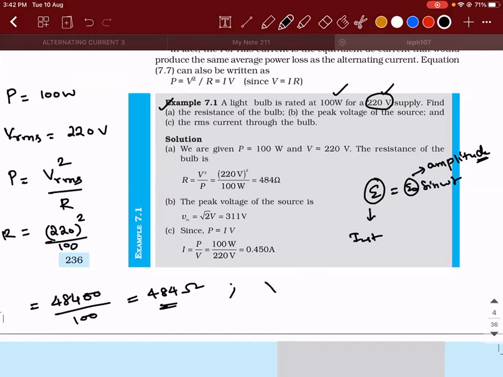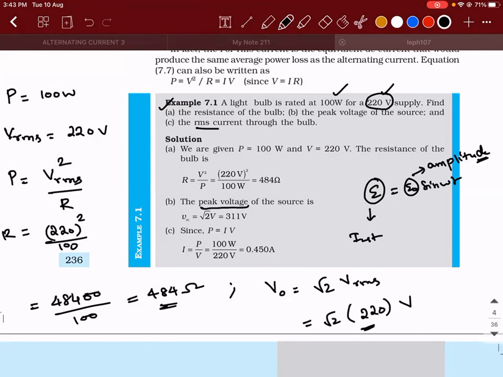Right. Next is, what is the peak value of the voltage? Peak value is equal to root 2 times VRMS. So it is root 2 into VRMS, which is 220. Okay, these many volts is going to be the value of peak voltage.